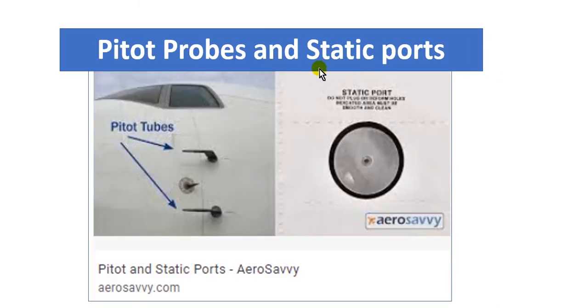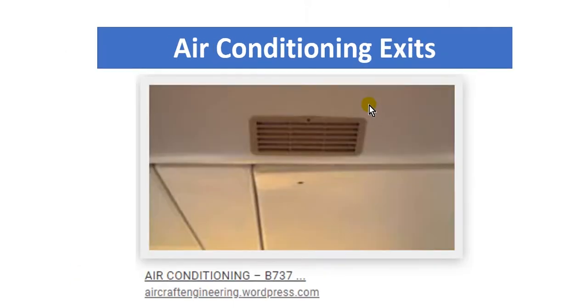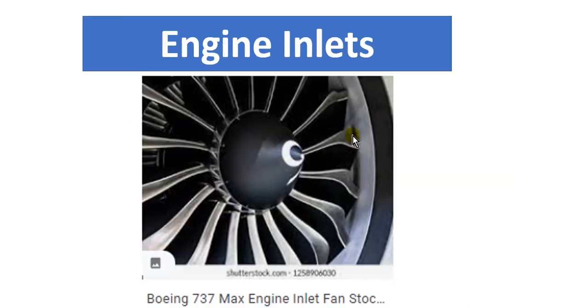This is the Pitot probes and static probes. Look here, these are the probes at the left hand and also the right hand, and here the static probes. This is the air conditioning inlet here. Take care here. Also here. This is the air conditioning exits, the two bags, left and right.